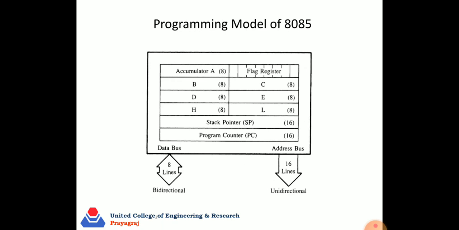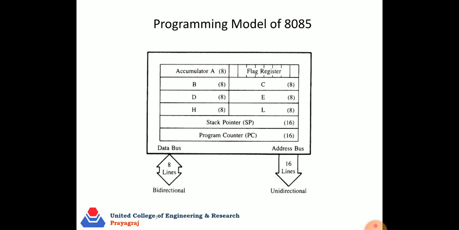So here is a programming model of 8085. In the above diagram, here is the accumulator, which is 8-bit, and flag register, which is also 8-bit, and here are 6 general purpose registers, which are B, C, D, E, H, L. These are used to store the data temporarily in microprocessor during the operation.